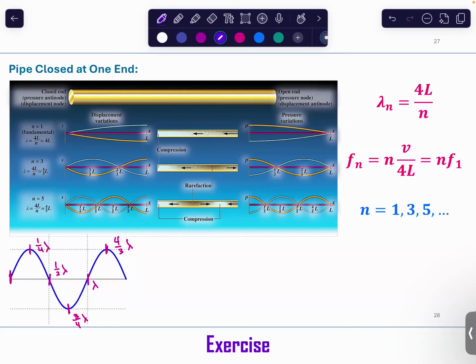Okay, so that being said, we go here at n equals 1. At n equals 1, all the way over to L. How much of the wavelength is that? It's a fourth.